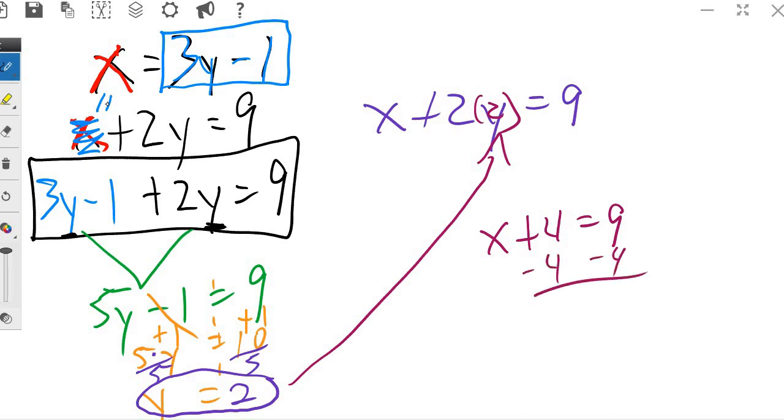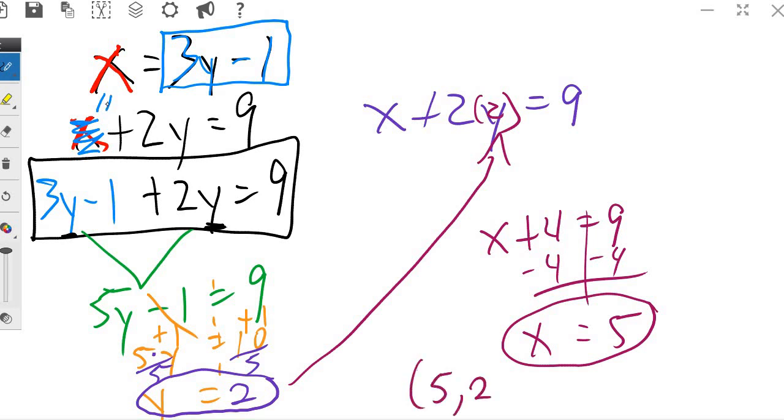Most of you should be able to do this in your head. X is equal to 5, because 5 plus 4 is equal to 9. And that's the pair of numbers we need to make both equations true, right? So the solution will be 5 and 2. Remember, we always write where they meet as a point, and the point always reads x and then y. So 5, 2.